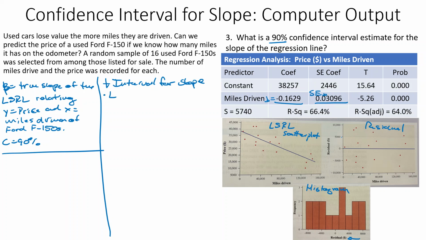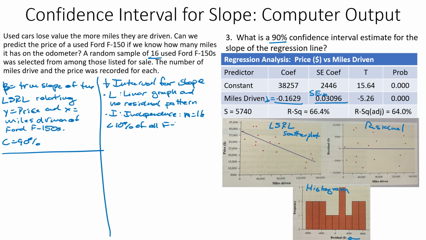All right, so we have definitely a linear graph here, and the residuals seem very scattered. So we have a linear graph and no residual pattern. All right, I, independence. So our n here was, how many, 16? 16, which is definitely less than 10% of all F-150s or F-150s for sale.